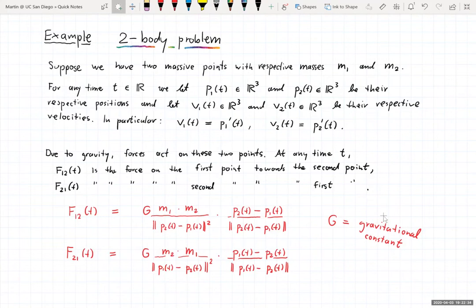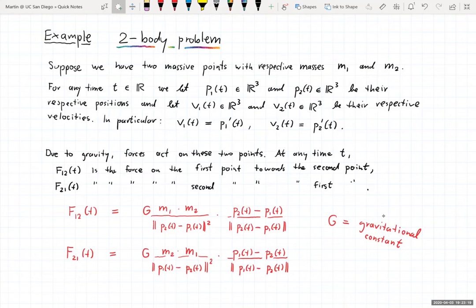Now, if you take a look at these formulas, you see that they're given as the product of a scalar times a vector. So let us, for example, take a look at f12 of t. The first term here, g times m1 times m2 divided by the square of the distance between the 2 points, is a scalar, of course, and that tells us the magnitude of the force. And the second term here is the unit vector in the direction pointing from the first particle to the second particle.